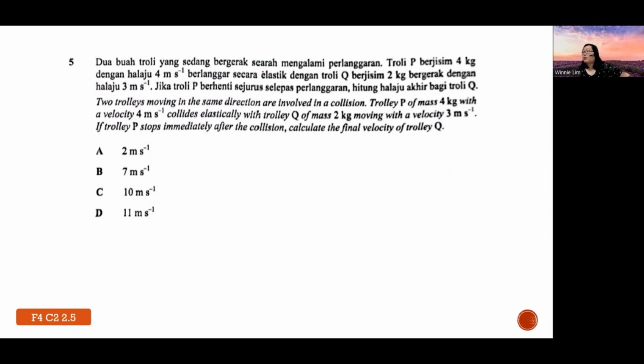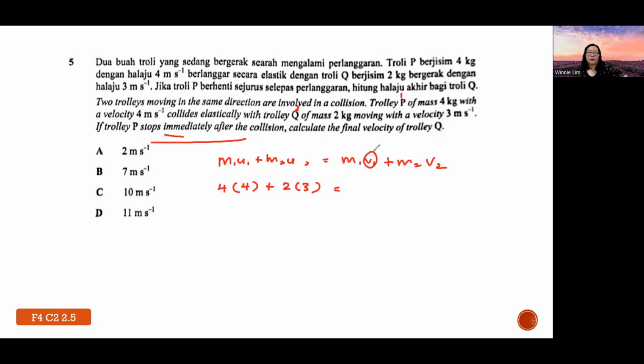Okay, so for these questions, we will use this equation, m1u1 plus m2u2 equals m1v1 plus m2v2, to solve the questions. Also, assume P is everything 1 and Q is everything 2. The mass for P is 4 initially with the velocity of 4, and for Q the mass is 2, and the velocity is 3. Then what does stop mean? Stop means your final velocity is 0 for P, so that's why this is 0.